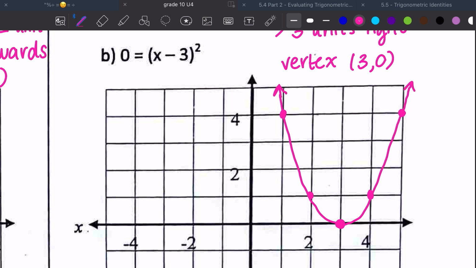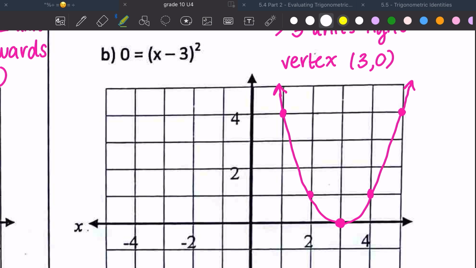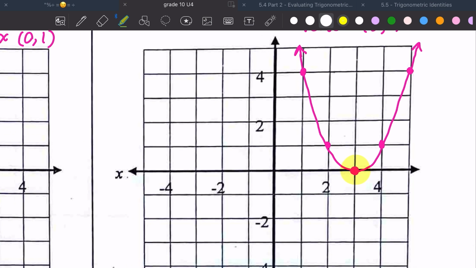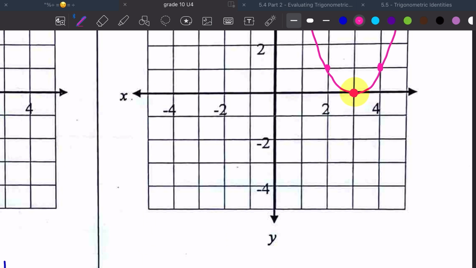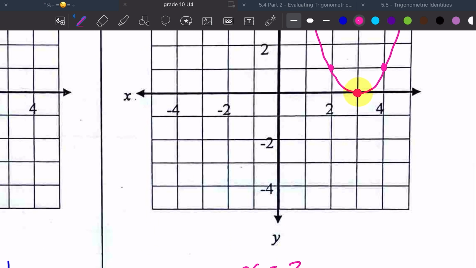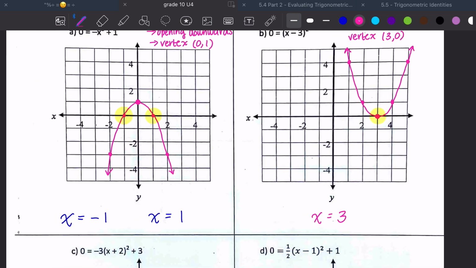In this case, I am only touching the x-axis at 1 point. My vertex is on the x-axis. So therefore, I only have 1 solution, which is the x value of the vertex. So x equals 3. That's my only one.